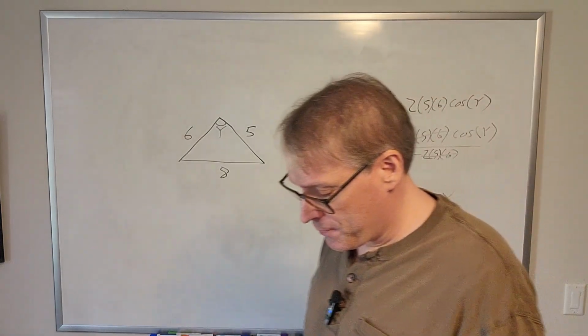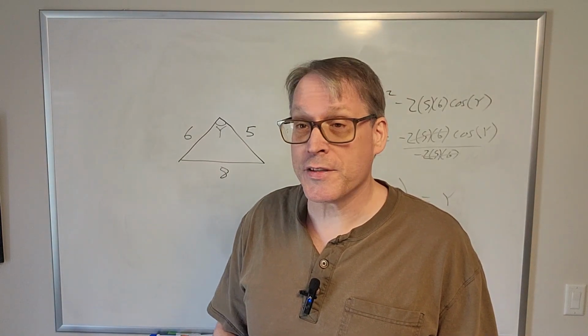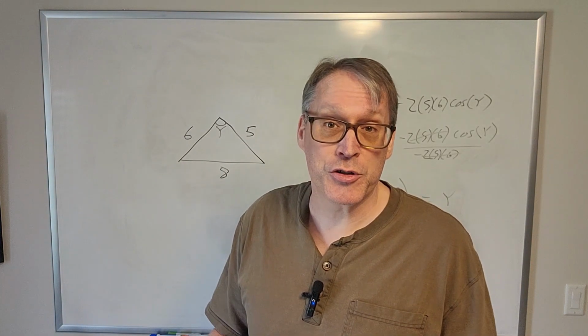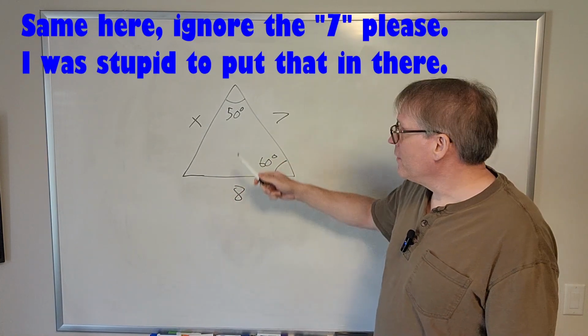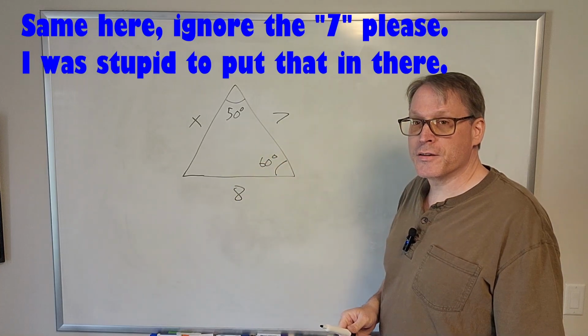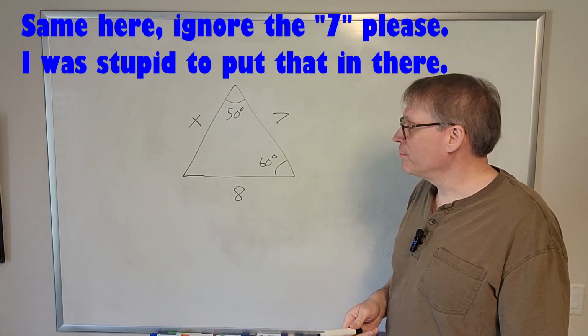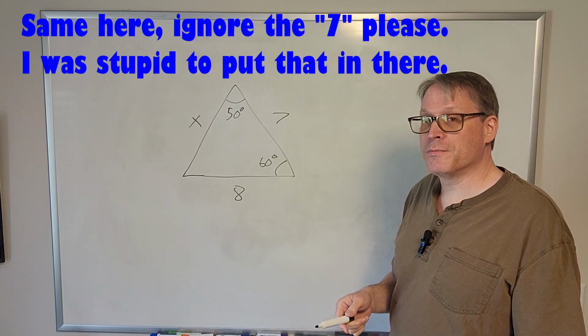All right, let's mix things up a little bit. I'm going to give you some triangle examples, and you tell me, is it law of sines or is it law of cosines, and how would you set up the formula? Length 7, length 8, length x. We have 50 degrees here, 60 degrees here. What's the side length x there? How do you solve for x? Would you use the law of sines or law of cosines?